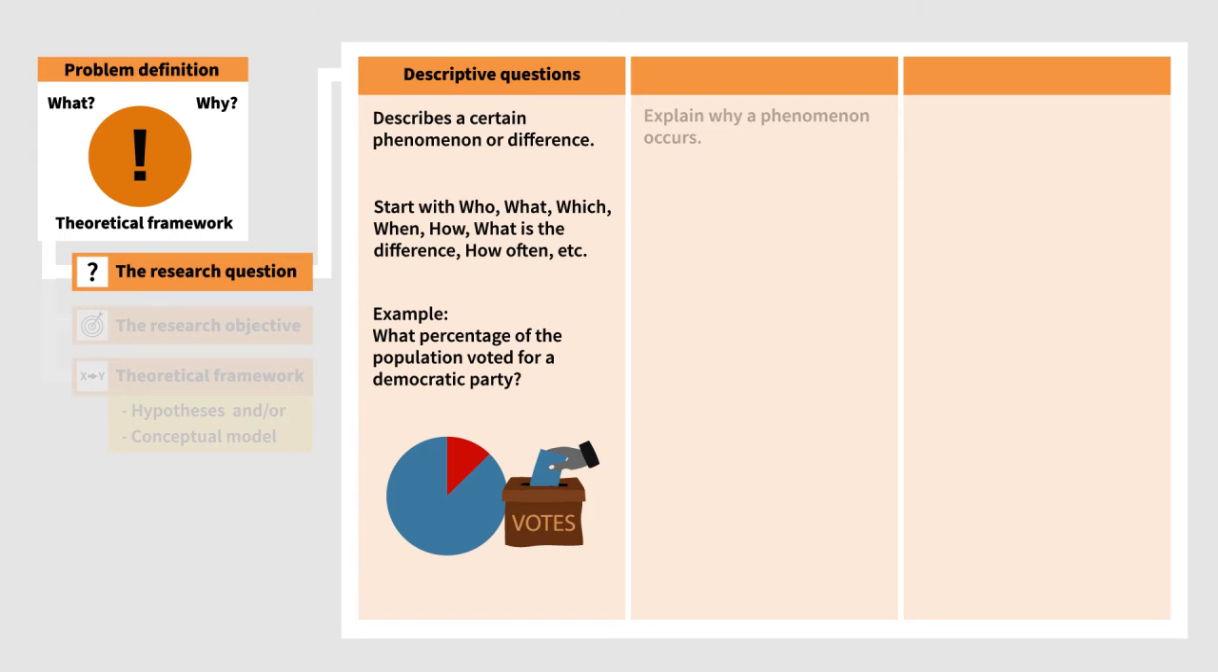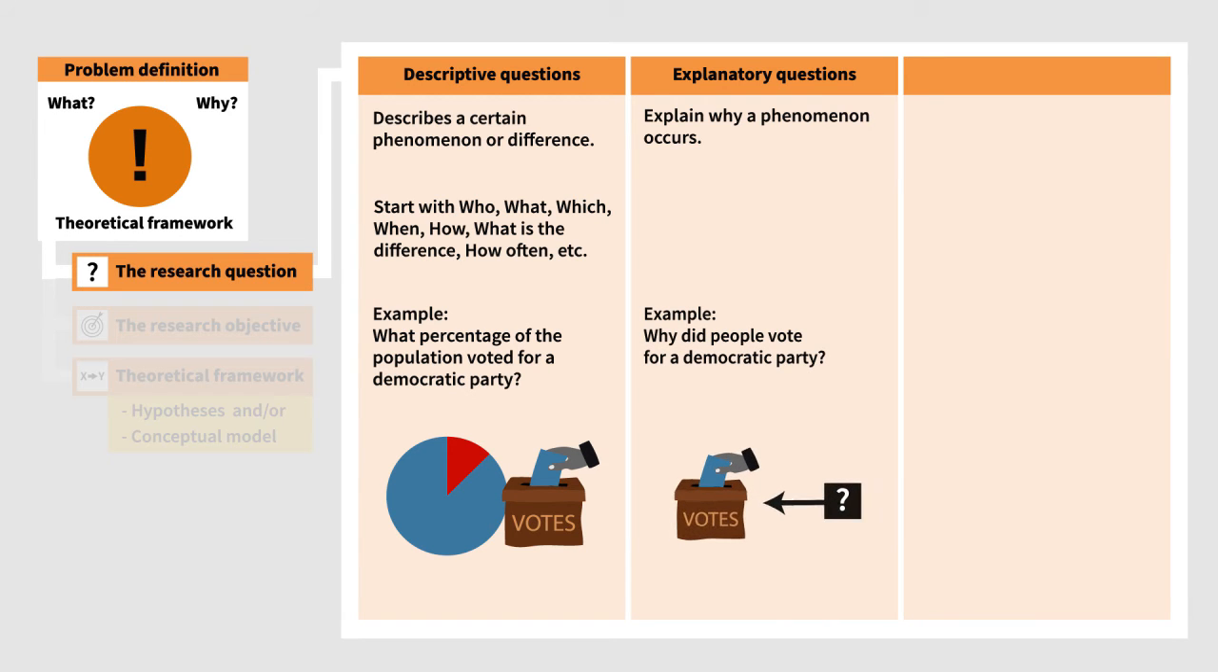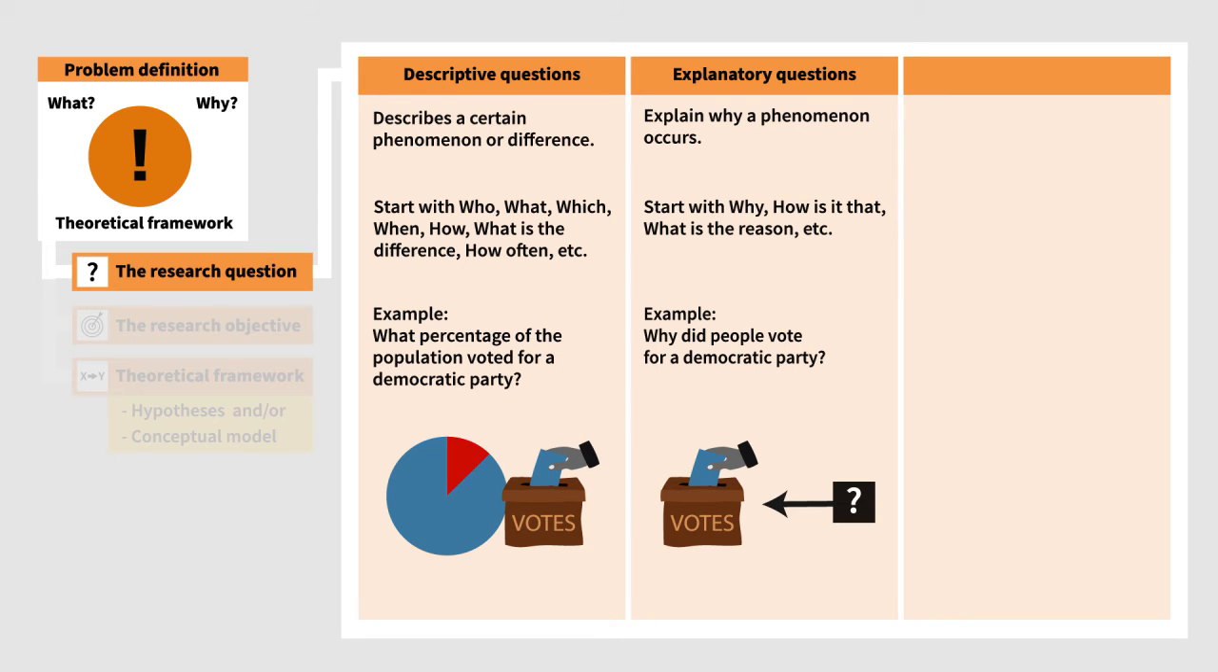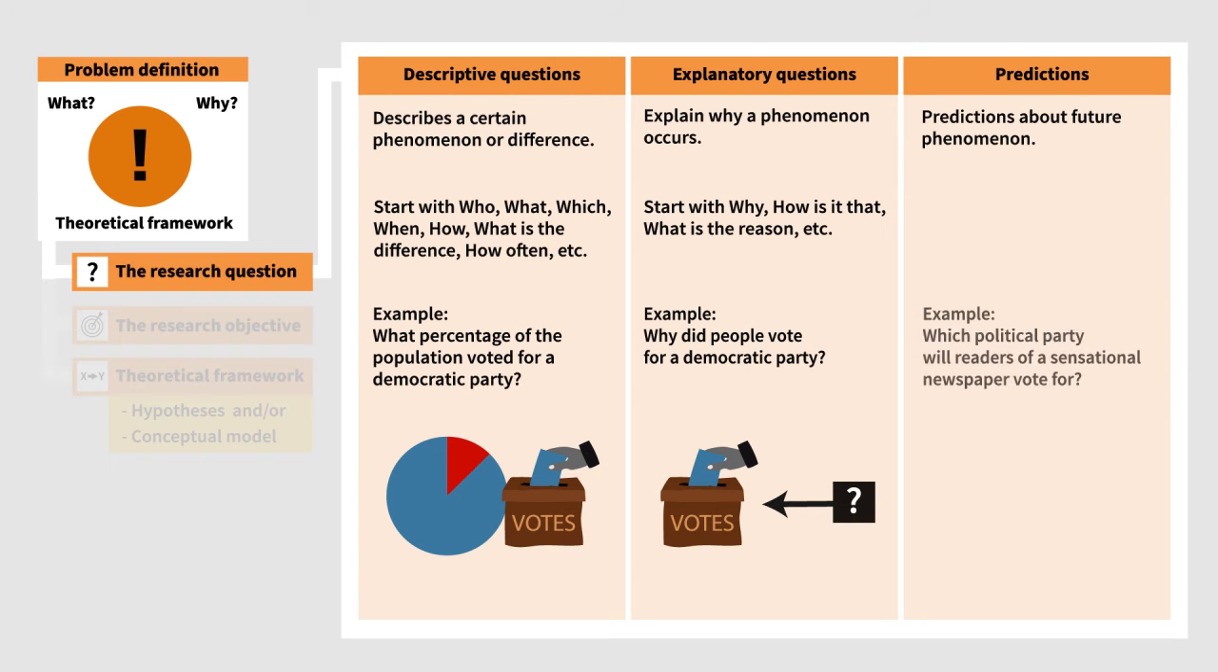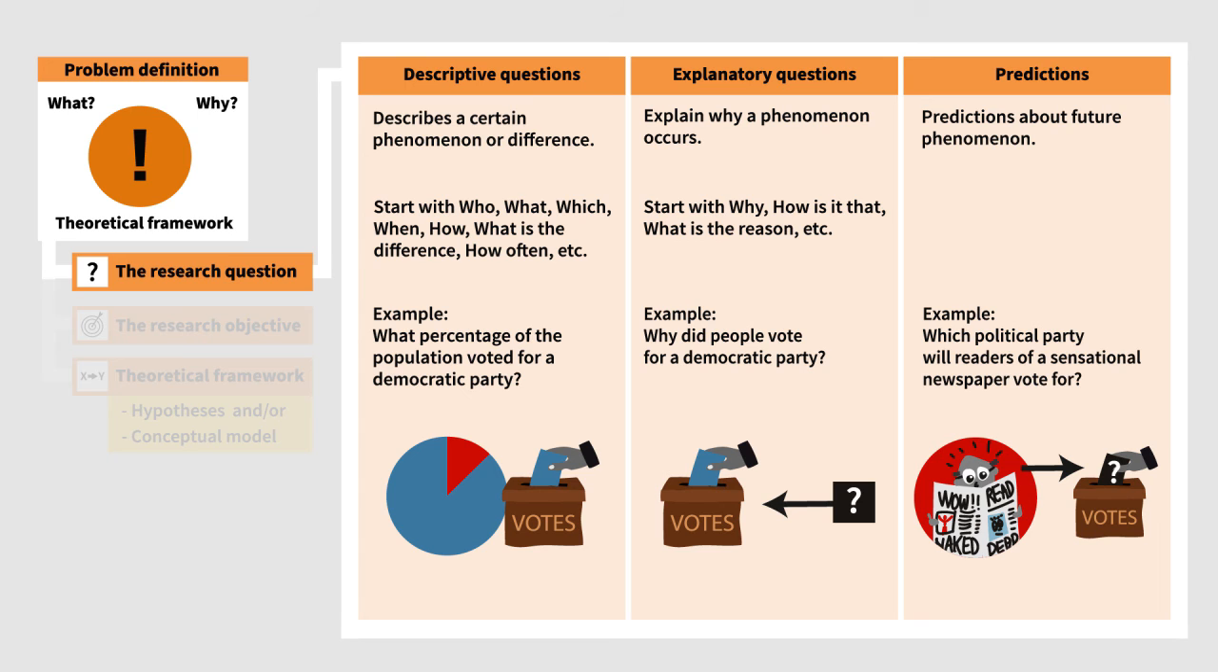When we want to know why a phenomenon occurs, we want to explain. We do not want to describe what percentage voted for a Democratic Party, but we want to know why they voted for a Democratic Party. Explanatory questions usually start with why, how is it that, what is the reason, etc. And sometimes we want to make predictions. For example, you want to predict which political party readers of a sensational newspaper will vote for. These types of questions usually start with what leads to, what happens if, etc.